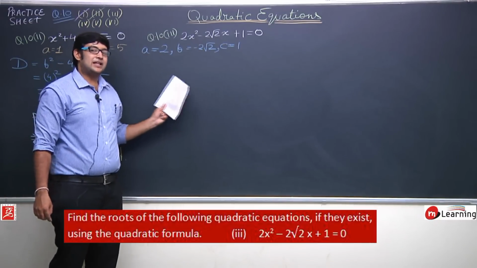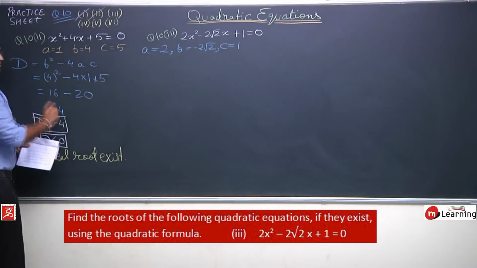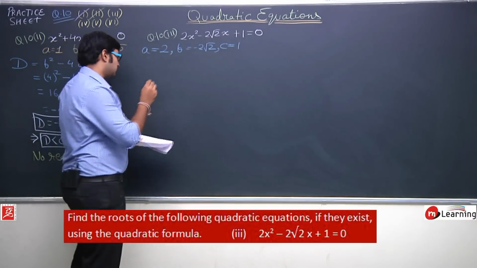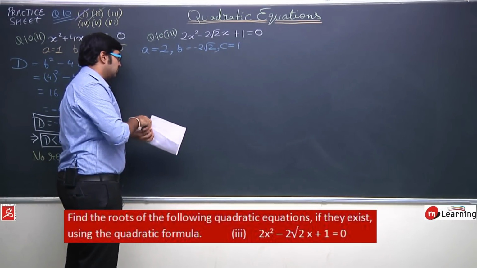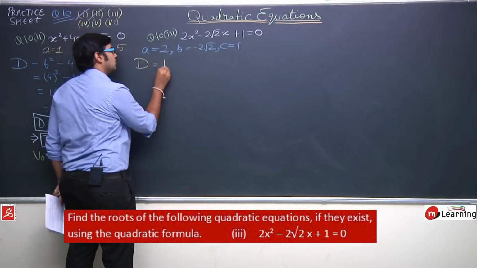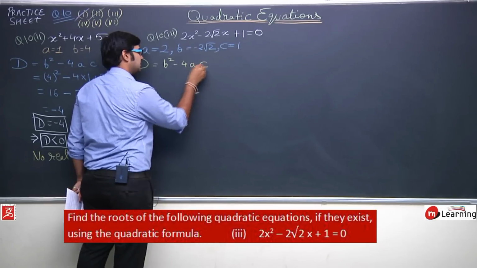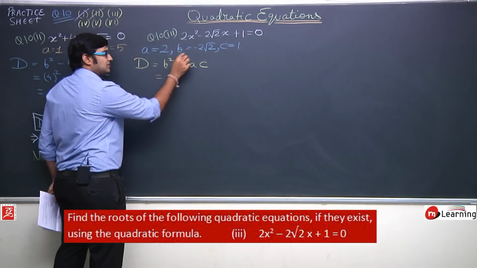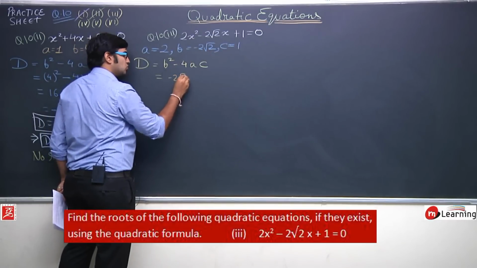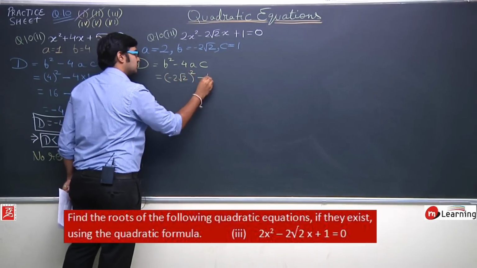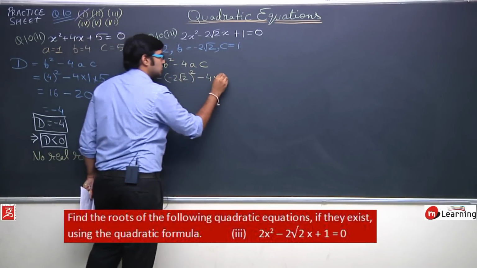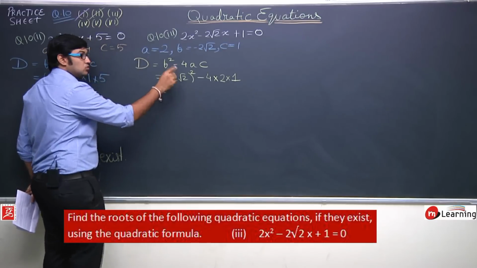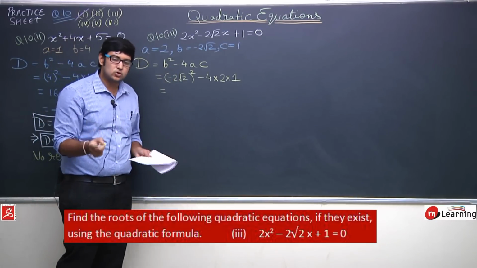Now let us apply this discriminant method, this formula, to check whether this quadratic equation has real roots or not. So we will have d is equals to b square minus 4ac. Let us substitute the values. In place of b it is minus 2 root 2. So minus 2 root 2 whole square minus 4 into a. What is a? A is 2, and what is c? C is 1. So this will give you 2 root 2 square.